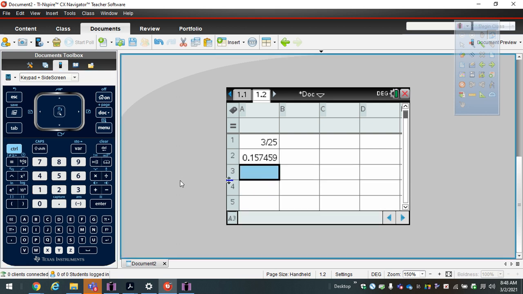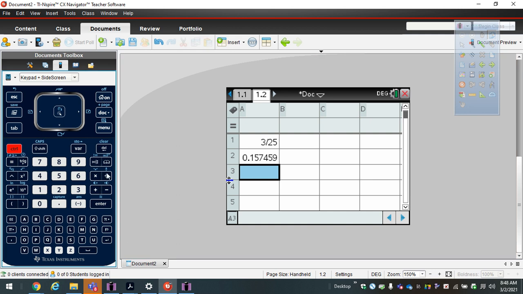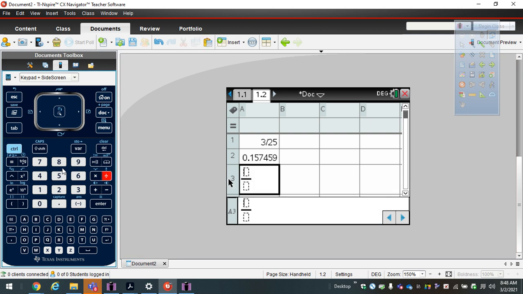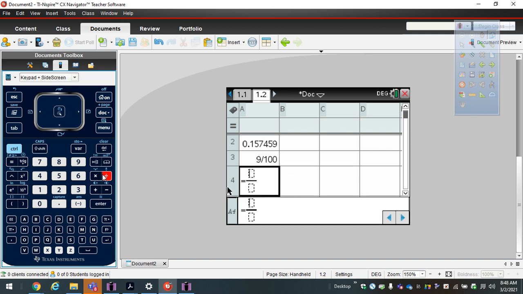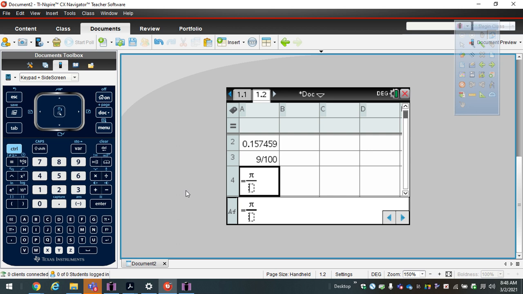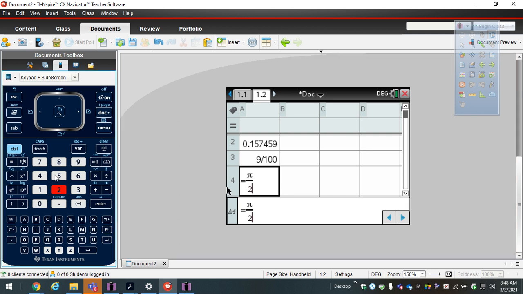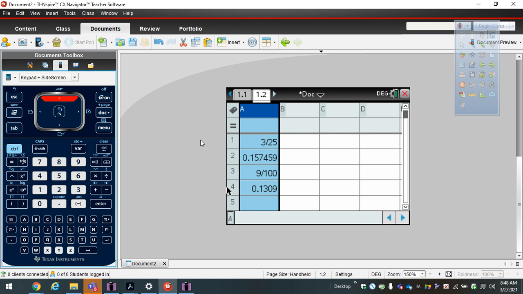Now, the next one is going to be a fraction of 9 over 100. Yes, good catch. And I do need the equal sign there. The next one, equal sign, it's another fraction of pi over 24.